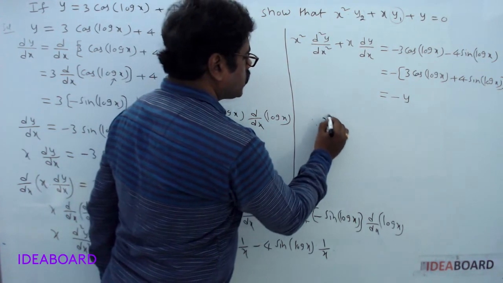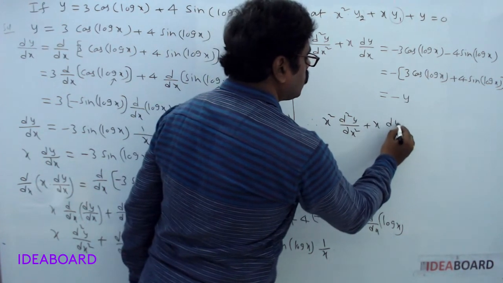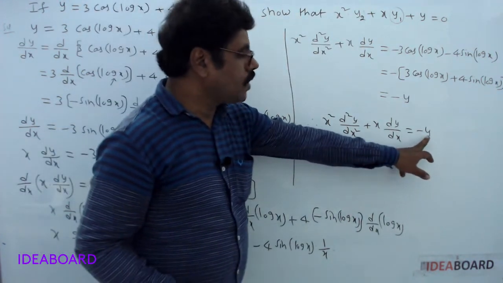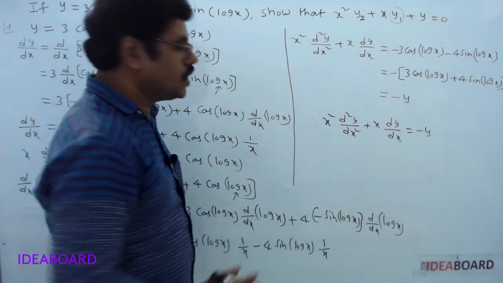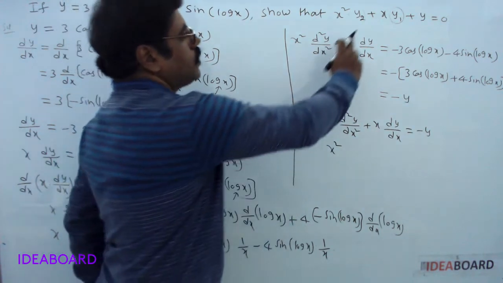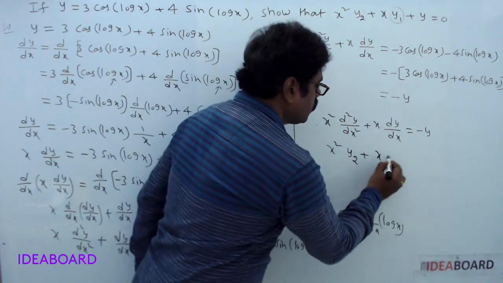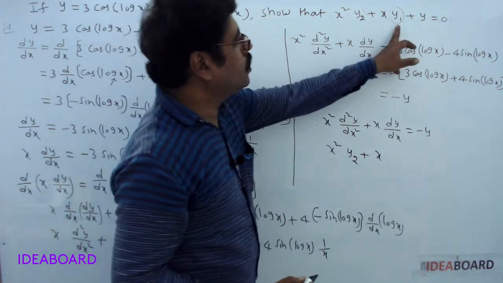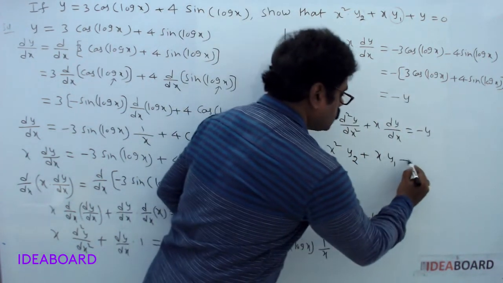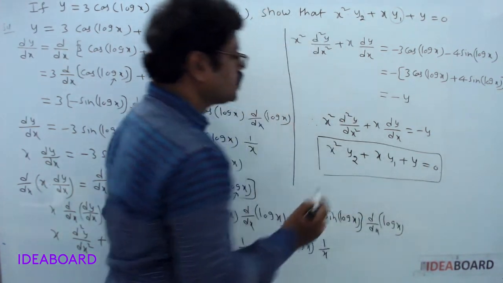So this equal to minus y. So therefore x square into d square y by dx square plus x into dy by dx equals to minus y. Now bring this minus y from RHS to LHS. So that is x square into, in place of d square y by dx square, write down the notation y2. So x square into y2 plus x into, instead of dy by dx, write down the notation y1. Bring this minus y from RHS to LHS, plus y equal to 0. Now this is the required equation.